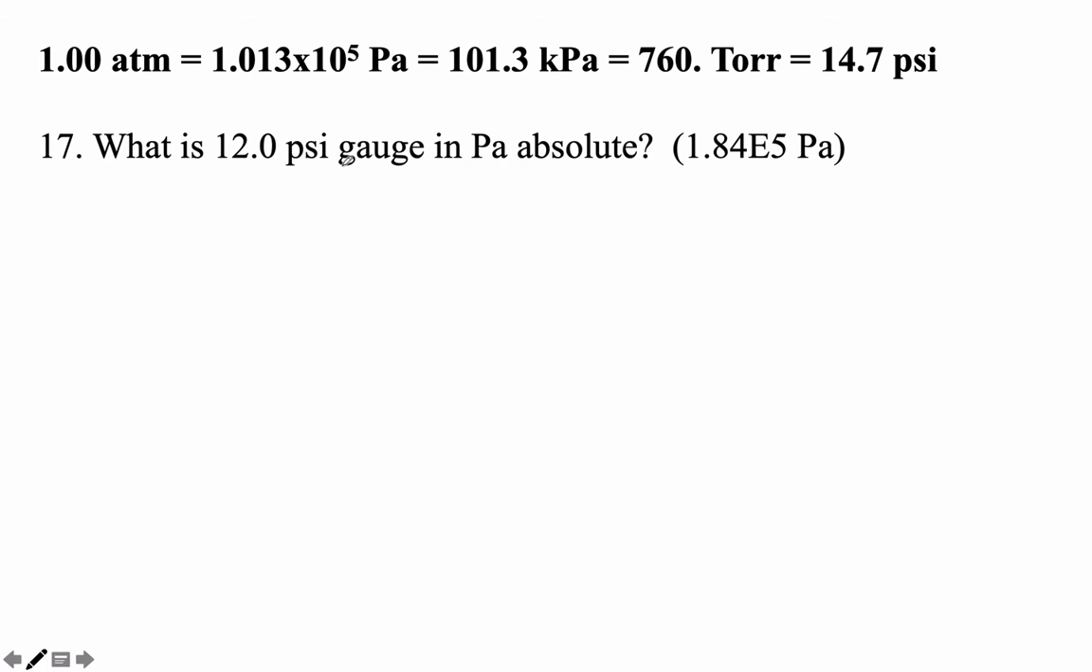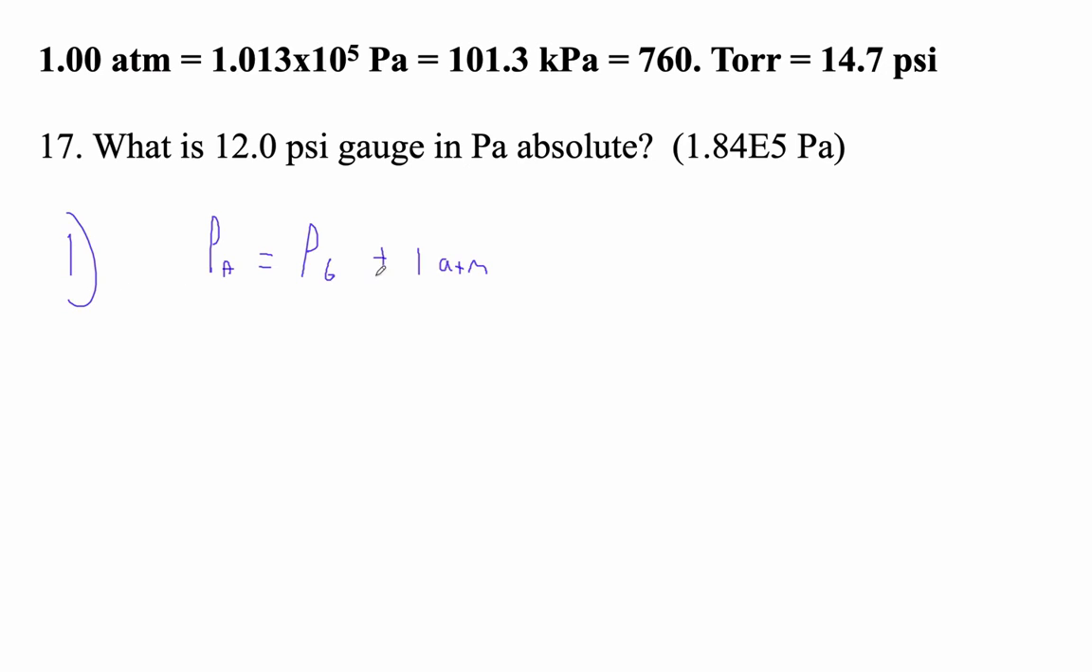All right, what is 12 psi gauge in pascals absolute? Now, it really doesn't matter whether you turn it into gauge, into absolute, and then convert, or whether you just do it into pascals and then turn it into, anyway, whichever way. So I'm going to choose to turn this into absolute pressure first. Okay, so 12 psi gauge. So absolute pressure is gauge pressure plus 1 atmosphere, right?